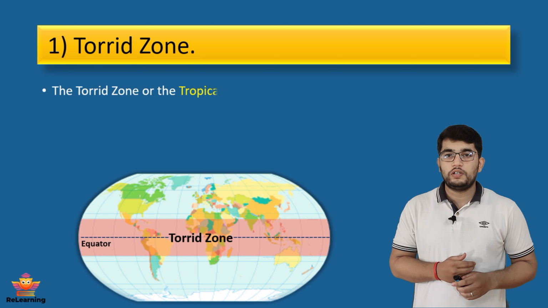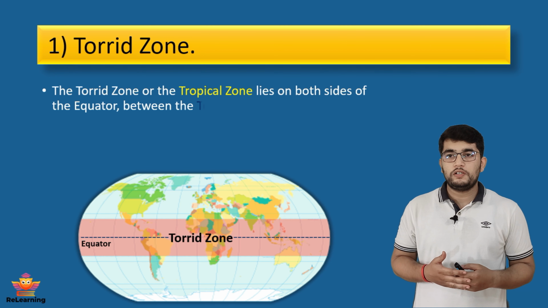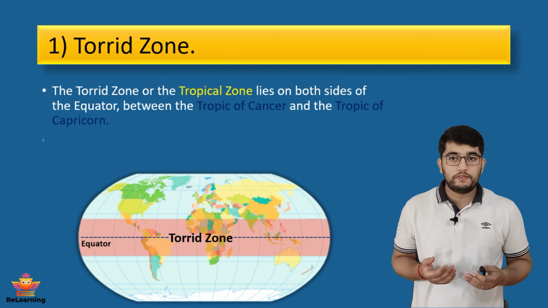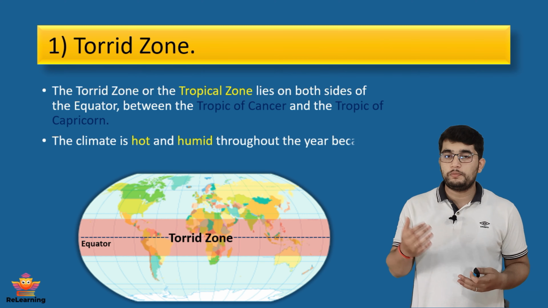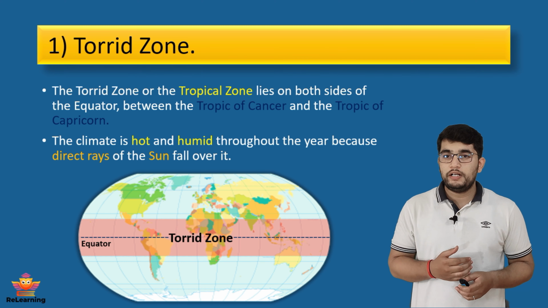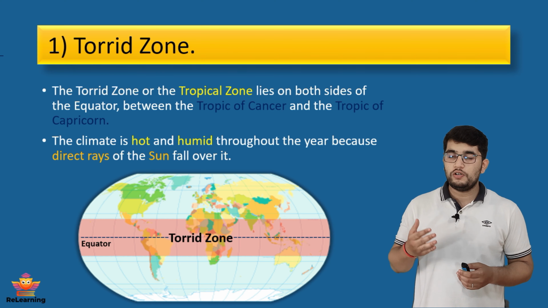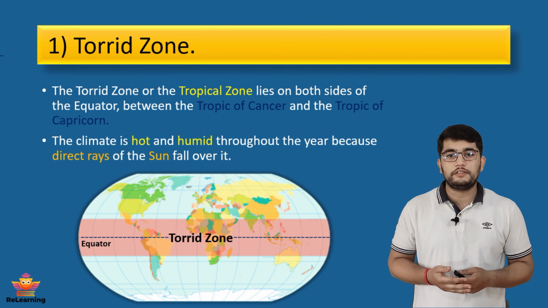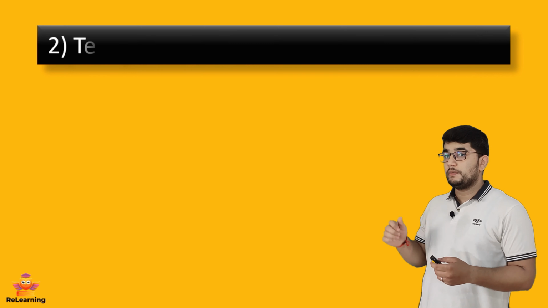The first one, Torrid Zone. The Torrid Zone or the tropical zone lies on both sides of the equator between the Tropic of Cancer and Tropic of Capricorn. The climate is hot and humid throughout the year because direct sun rays fall over it. Let's see the next one, that is temperate zone.